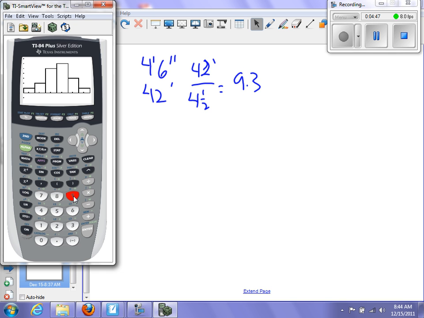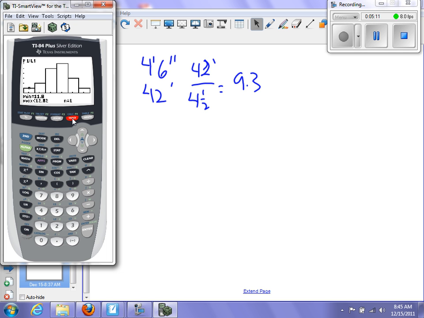Then it asks me to make an appropriate plot and describe the distribution of the ratios. Well, there's an appropriate plot, and I'm going to say it looks unimodal and symmetric. Shape, center, spread, right? The shape is unimodal. I'd say the center, well, I don't know what the center is yet, so I might go trace and see what my values are here.